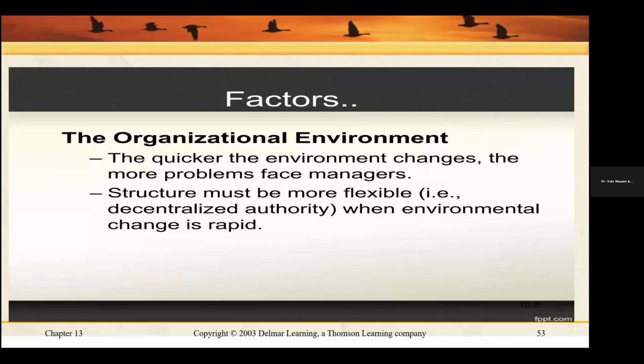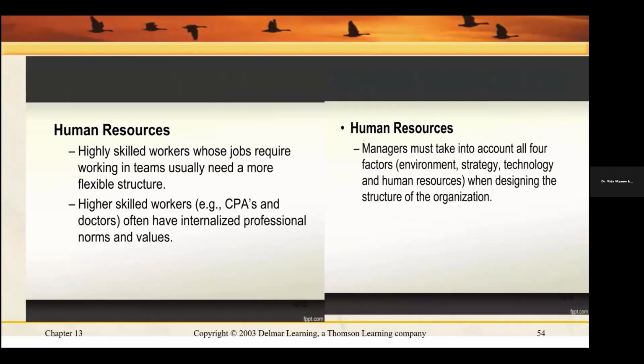Then the human resource is also a factor. Highly skilled workers whose jobs require working in teams usually need a more flexible structure. Higher skilled workers, for example doctors and all those people, often have internalized professional norms and values. The managers must take into account all 4 factors: the environment, strategy, technology, and human resource when designing the structure of the organization.